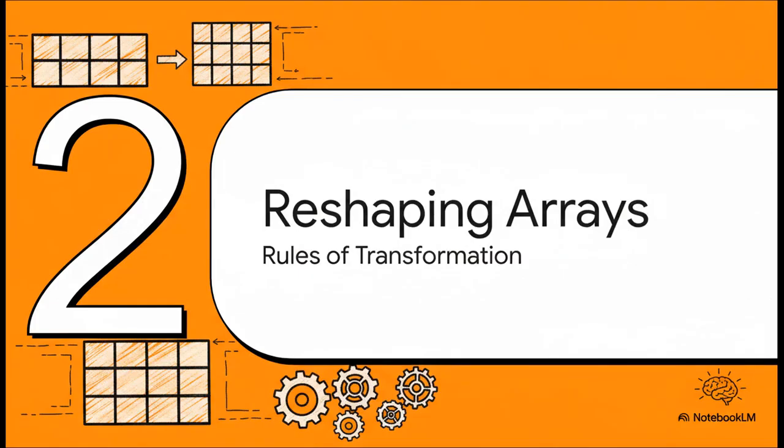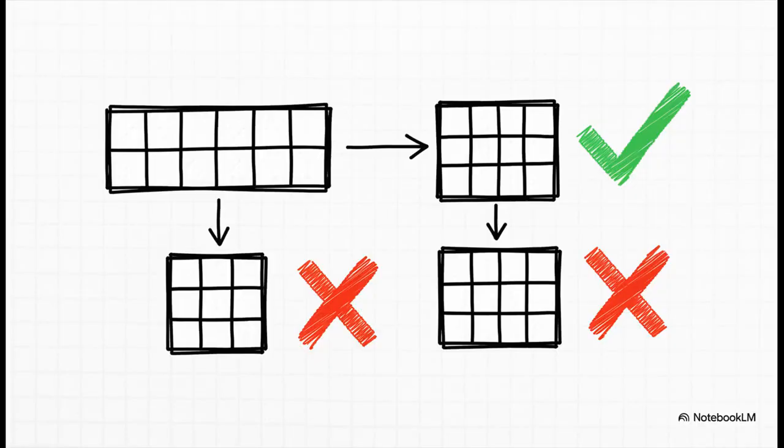Okay, so now that we've got a solid grip on an array's anatomy, let's actually put that knowledge to work. The first powerful tool we're going to look at is reshape, and you'll see immediately how it builds directly on what we just learned about shape and size. This is the golden rule of reshaping, and it is the direct cause of that value error we saw at the very beginning.